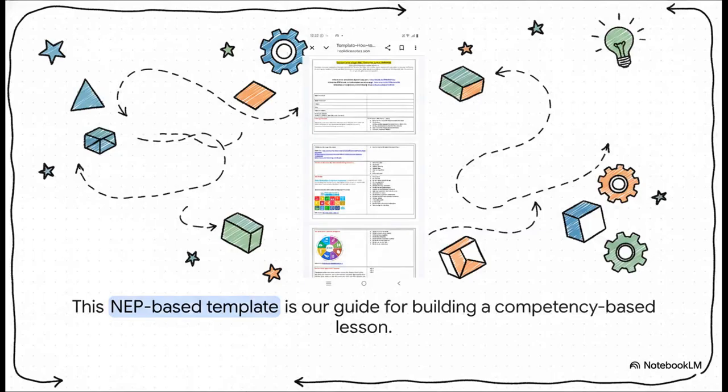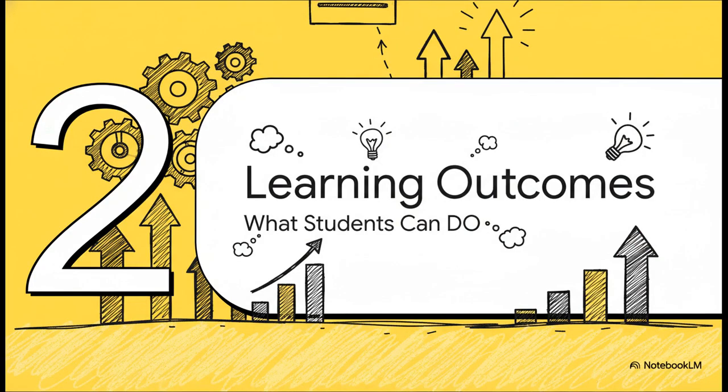And this is the template we're going to be working with. It's based on the National Education Policy, or NEP. You can think of it as our blueprint. It gives us a clear structure to make sure every single lesson we build isn't just about dumping information, but about actively building those real-world skills in our students. Okay, so we have the why. Now let's look at the how.